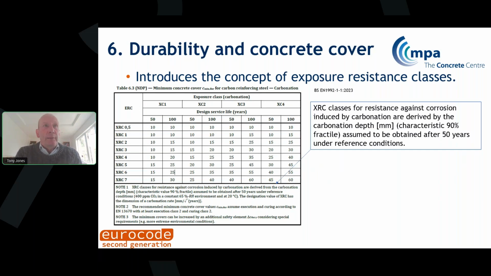So in the UK, initially we've aligned with the tables in BS 8500, but the hope is that when BS 8500 is updated, it will start to allow the use of exposure resistance classes as an alternative method of defining the cover you require.